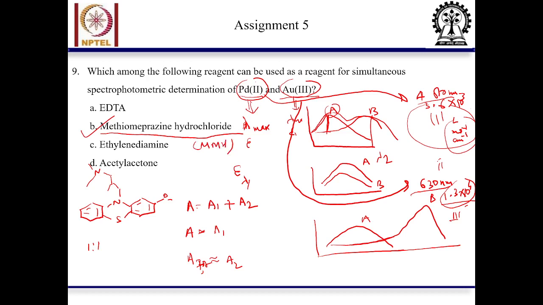The other option is to find complexes like lead palladium EDTA and gold EDTA, and see how the absorption spectra come, whether they are separable or not. The idea behind this is that near the absorption maximum of A, the absorption from B should be minimum or close to zero. And at the maximum of B, the absorption from A should be minimum or zero. So now, is it clear why option B? It is forming two different complexes, with palladium and gold, giving different absorption wavelength maxima.